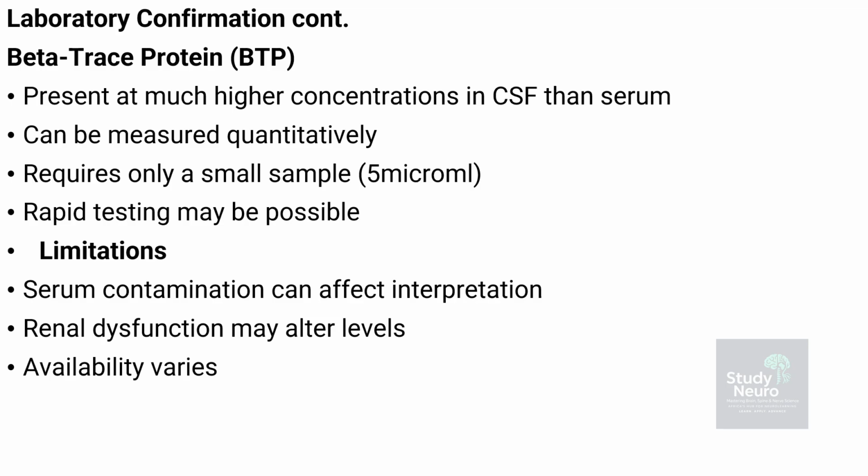Beta-trace protein provides another biochemical approach to confirming cerebrospinal fluid. It occurs at much higher concentrations in cerebrospinal fluid than in serum and can be measured quantitatively from a small sample, potentially allowing rapid testing. Interpretation can be affected by serum contamination, while renal dysfunction may alter levels, and availability varies between settings. Like beta-2 transferrin, beta-trace protein answers the diagnostic question of whether the fluid is cerebrospinal fluid. It does not localize the defect.